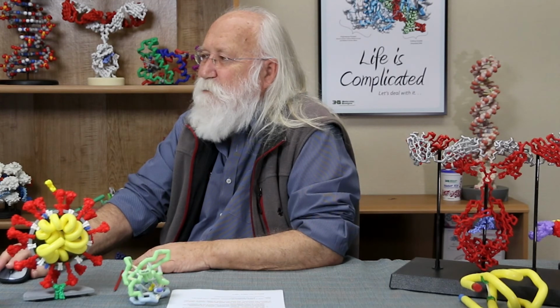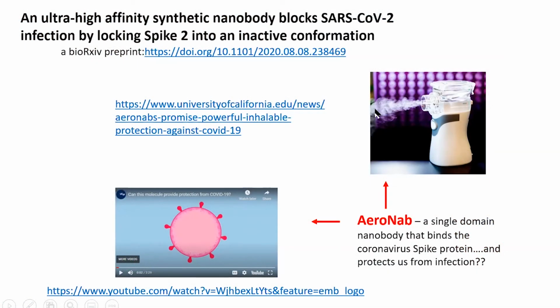All right, so that's the paper, preprint. Take a look at that. I'm not going to say any more because in addition to that preprint, which is right here, there's a video at this link, and it introduces Aeronab. Aeronab stands for aerosolized nanobody. And here's a picture of a nebulizer that is creating this little mist of prophylactic nanobodies.